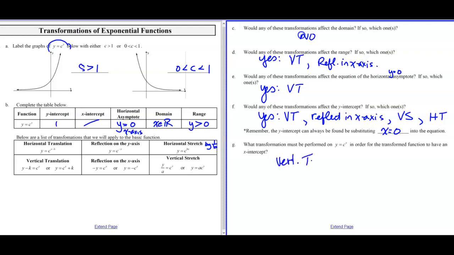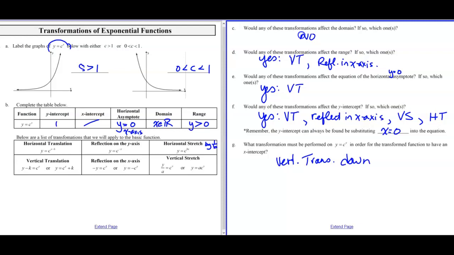So vertical translation. Okay, and that's really it. I mean, you can have more than that. You can stretch it as well, but a stretch alone won't do it. A reflection alone won't do it. You've got to vertically translate. Yep. Show it. Sorry, down.